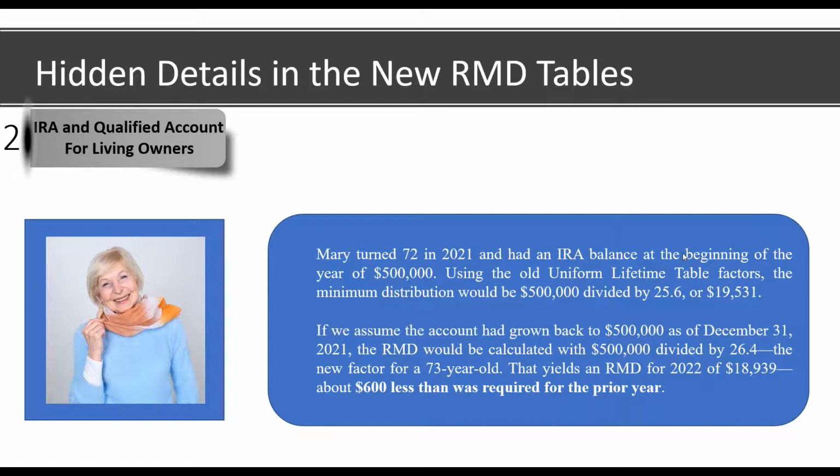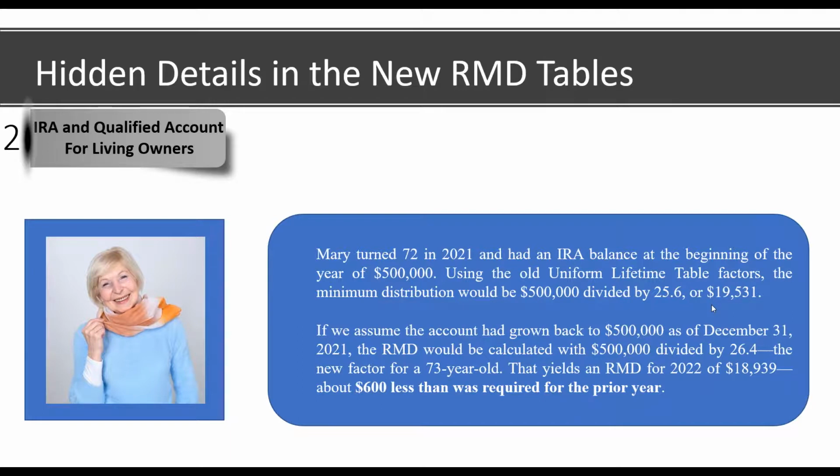calculating her minimum distribution would take the beginning of the year account balance, or end of the prior year account balance if you prefer describing it that way, $500,000, and it would divide it by the factor from the table for a 72-year-old. Under the old table, that factor was 25.6. And so when you divided $500,000 by 25.6, you came up with $19,531, and that would have been Mary's minimum distribution requirement for 2021.